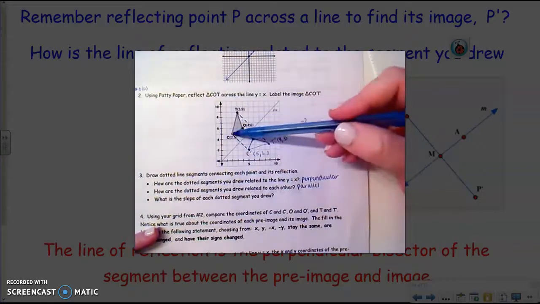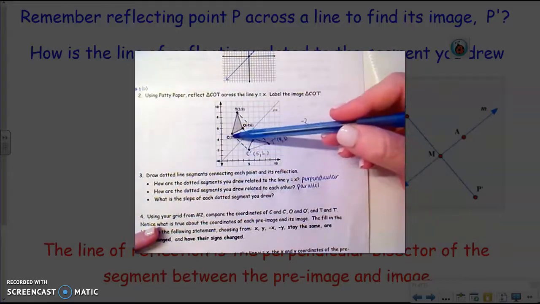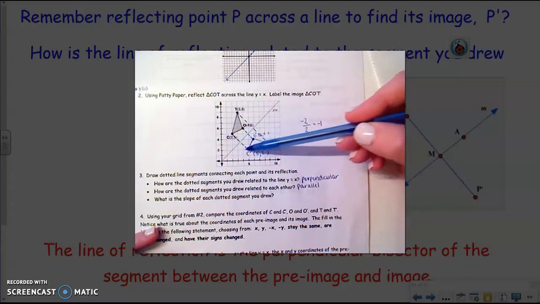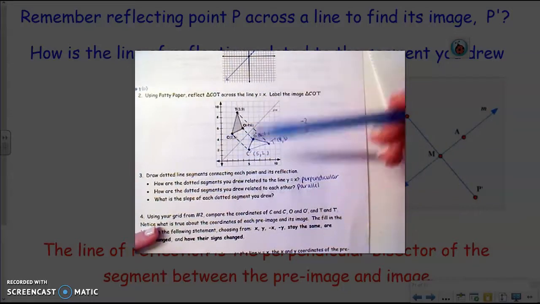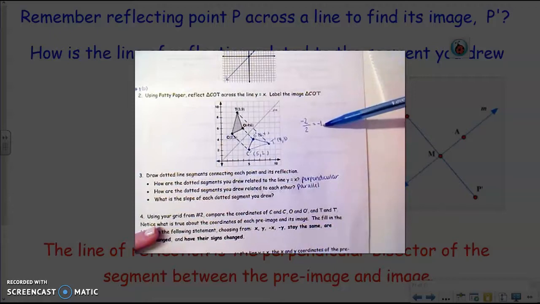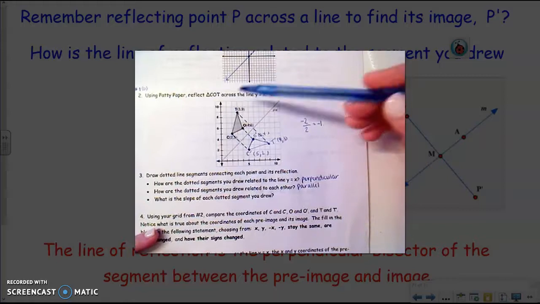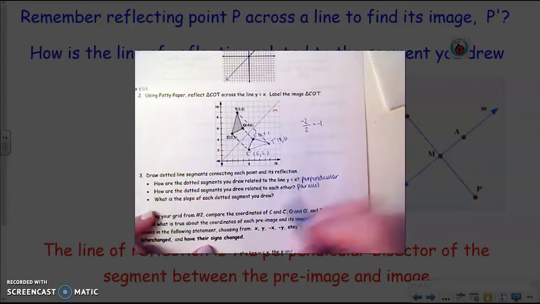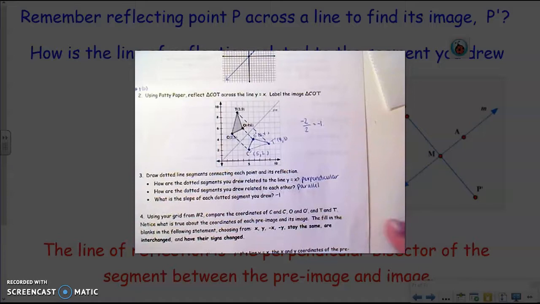We can see the same would be true from C to C prime. We would go down 1, 2, 3, so that's negative 3. Run 1, 2, 3, that's positive 3. Negative 3 over a positive 3 would be negative 1 as well. And you could check T to T prime, it's going to be the same. It's down 6, right 6, and that is negative 6 over 6 is negative 1 as well. So the slope is negative 1.